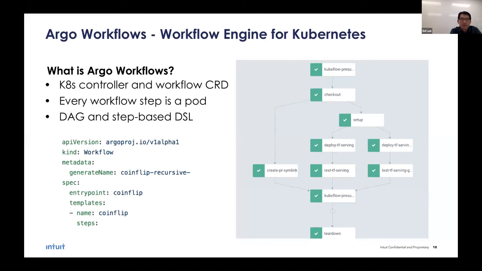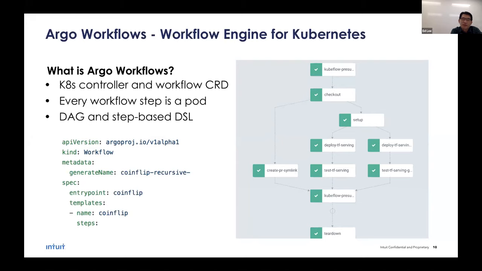And with Argo Workflows, each step in the workflow is basically a pod. So it maps very well to the Kubernetes native abstractions. It does mean that the workflow step is kind of granular, right? The container does take a little bit of resources and time to start up. So it's not designed for fast types of workloads.